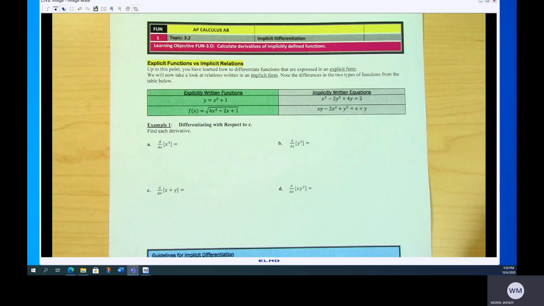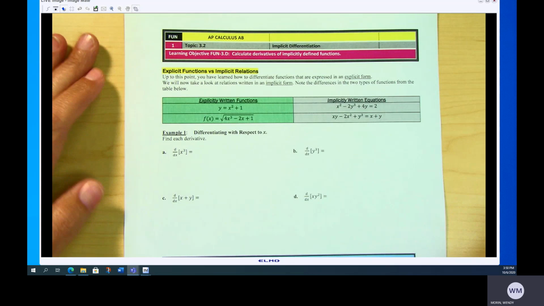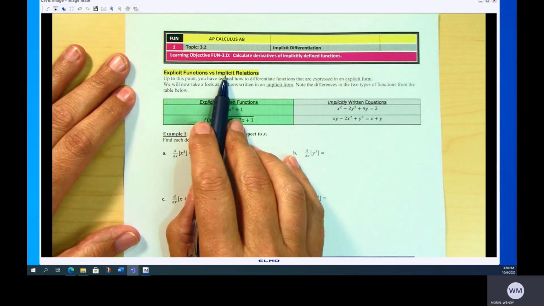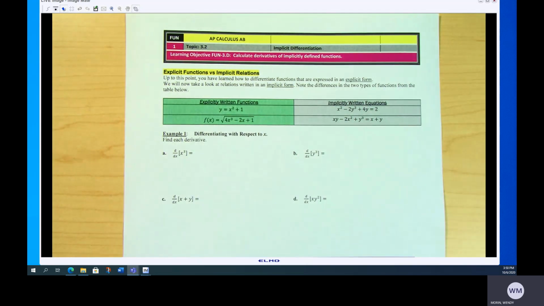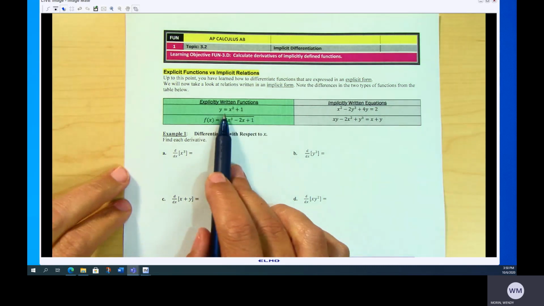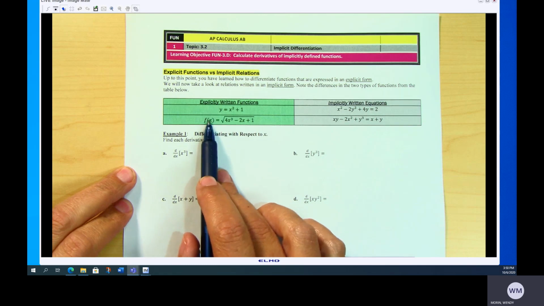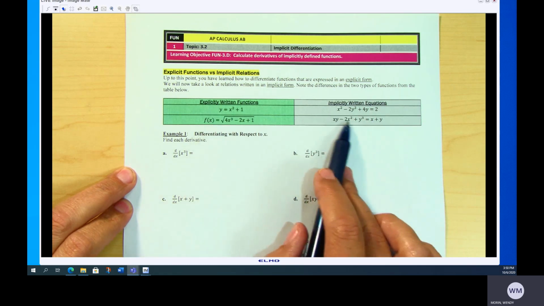Okay, we're going to talk about implicit differentiation, which is topic 3.2. We're going to have some vocabulary here. We're going to talk about the difference between explicit and implicit. Up to this point, we've only had equations that have been expressed explicitly, so explicitly for y. So basically the y is by itself. But now we need to take a look at implicit.